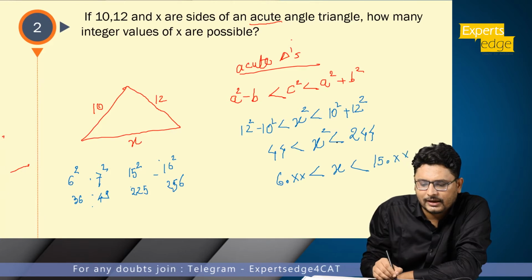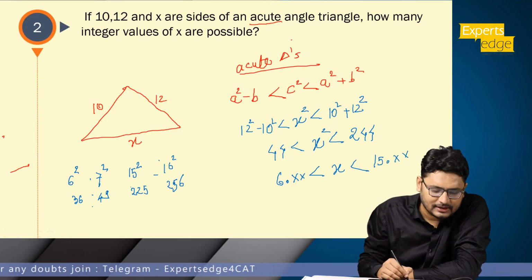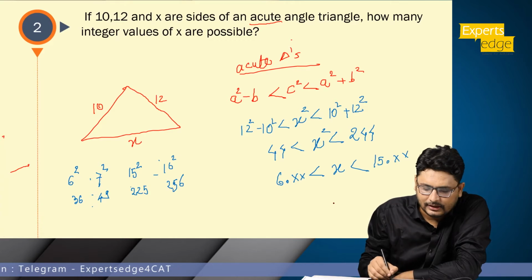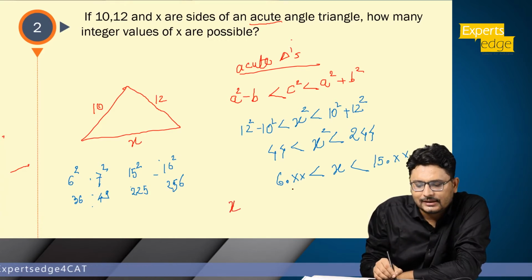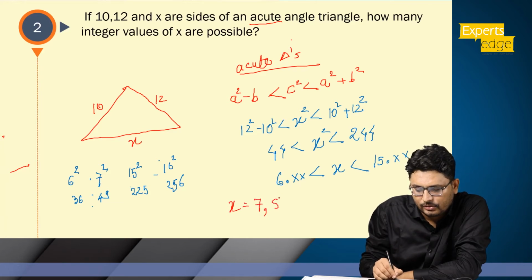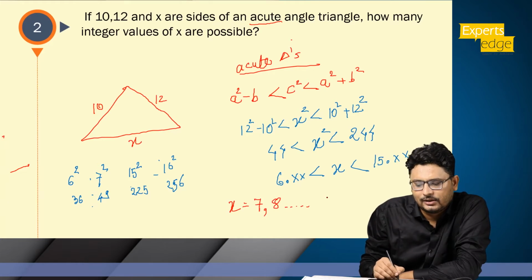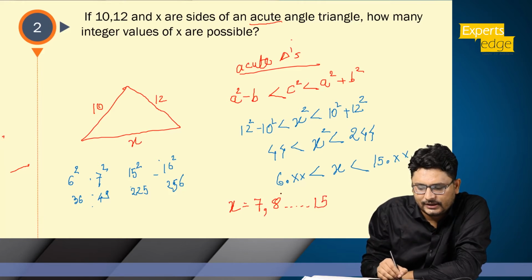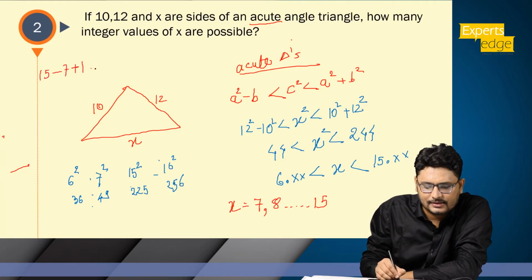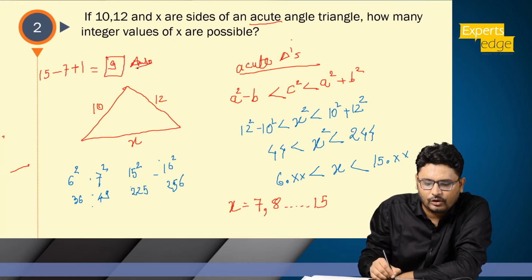So now tell me, for being acute, what should be the range of x? So for being acute, my x has to be greater than 6.xx. What is 6.xx? So it would include 7, it would include 9, and so on and so forth. Maximum it can be 15.xx is chota. So 15 can be included, right? So 7 to 15, how many integers will we get? 7 to 15 will be 15 minus 7, that is 8 plus 1. So the answer of this question is 9. Okay, so pretty easy question if you get a hold of it.